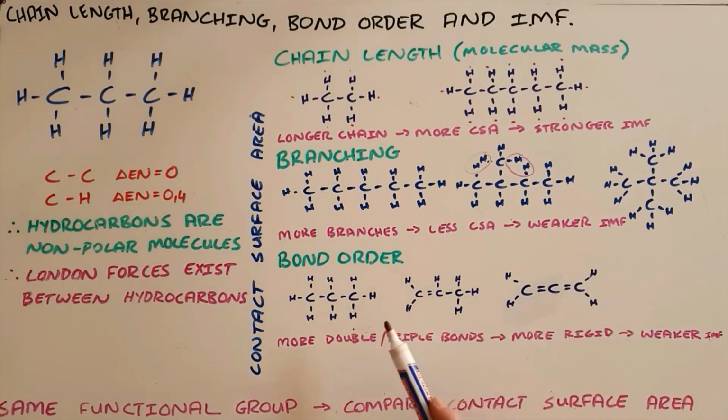And what we say is that these multiple bonds, double or triple bonds, increase the rigidity. They make this molecule more rigid and less flexible, which as a result causes fewer sites or fewer interactions between molecules, basically decreasing the number of possible sites for London forces to exist. So we say it decreases the contact surface area once again. And so we say that as the bond order increases, as the number of multiple bonds increases, the intermolecular forces get weaker because the molecules become more rigid.